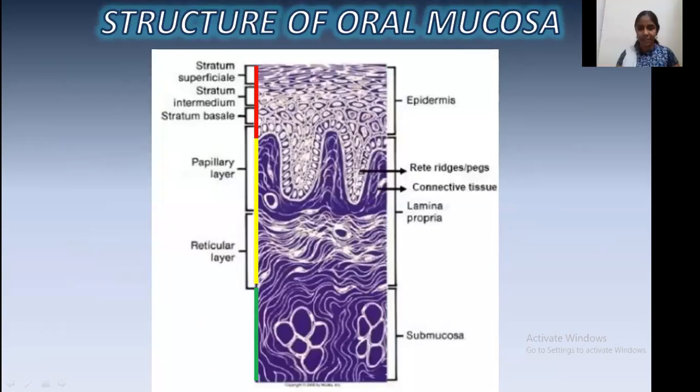Kindly note this image. In this image, the red line demarcates the epithelium and its layers. The yellow line denotes the connective tissue or the lamina propria. It is divided into the papillary layer and the reticular layer. And below, the green line shows the submucosa.